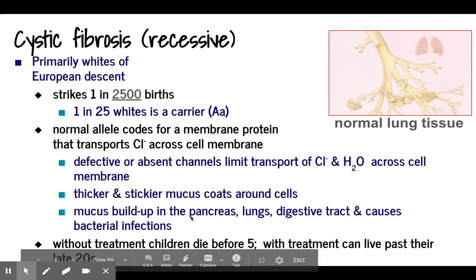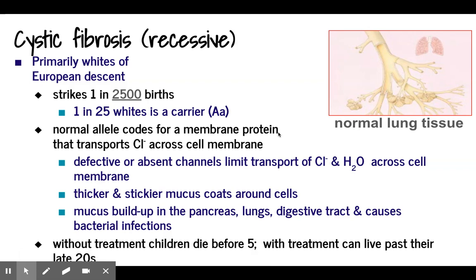It builds up in the pancreas, lungs, and digestive tract, and it can cause bacterial infections. Without treatment, children would die before the age of 5. In the 70s and early 80s, this was a childhood disorder in which these individuals would die. Now, with treatment and gene therapy, individuals can live past their late 20s.